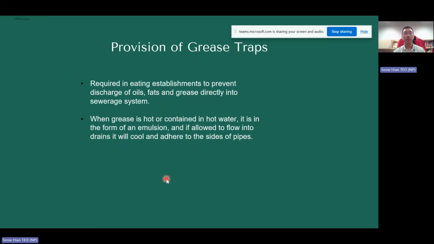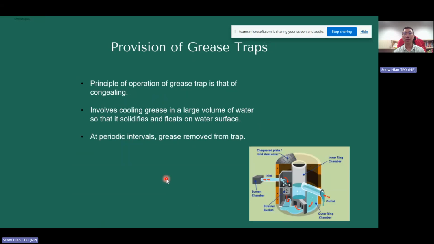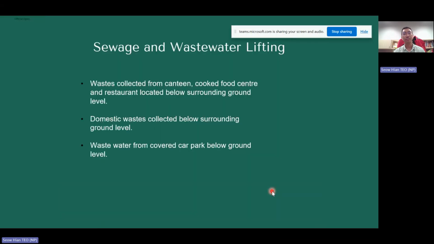We also have the provision of a grease trap for eating establishments, which would otherwise discharge grease directly into the sewage. This is how it can look. The provision of a grease trap is one of the things you will actually see. This we can see in schools, or what they call a food court. Some people are cleaning the grease trap; here is the drawing of the grease trap.